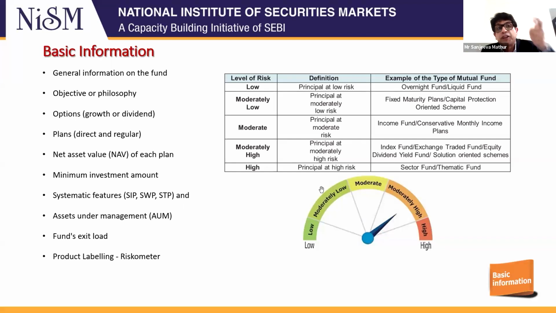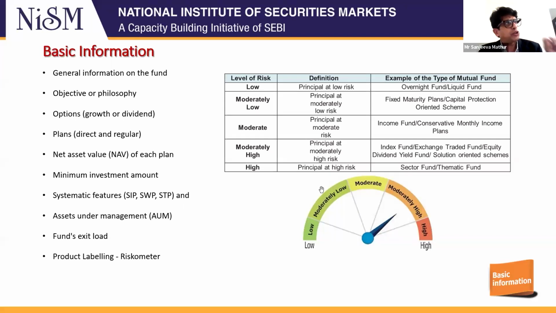Previously we discussed which scheme to go for. So, number of investors, less or more. Fund exit load. What is the exit load? How much do I have to pay if I exit in 6 months, 1 year, 2 years? It matters. Product labeling, riskometer. What is this? Like this arrow, hypothetically, we mentioned moderately high. That means what you're investing in, you cannot take.